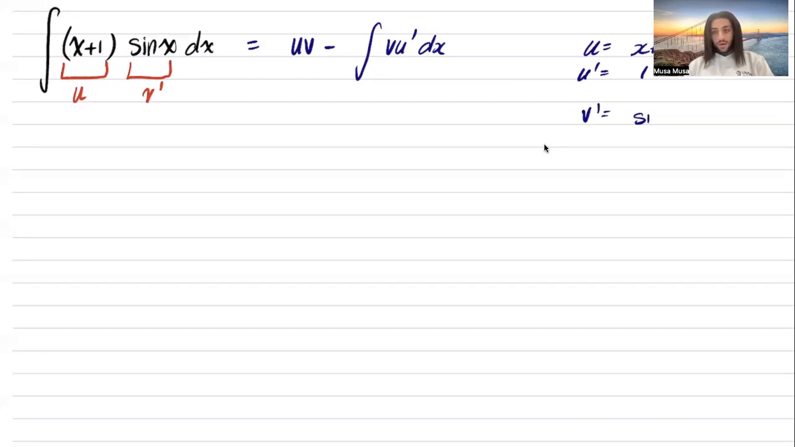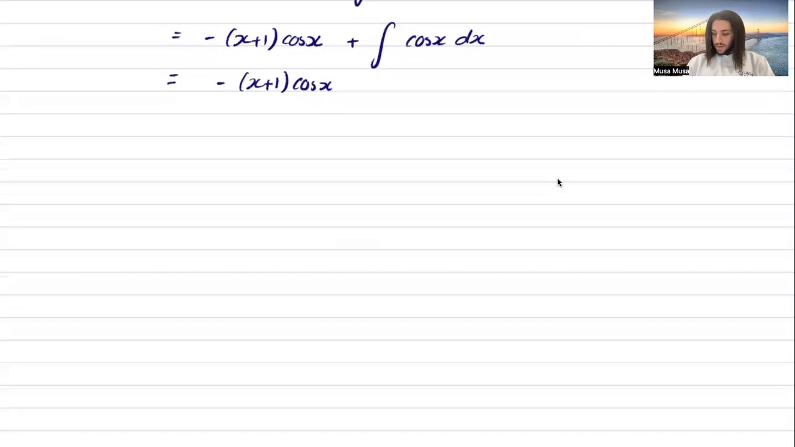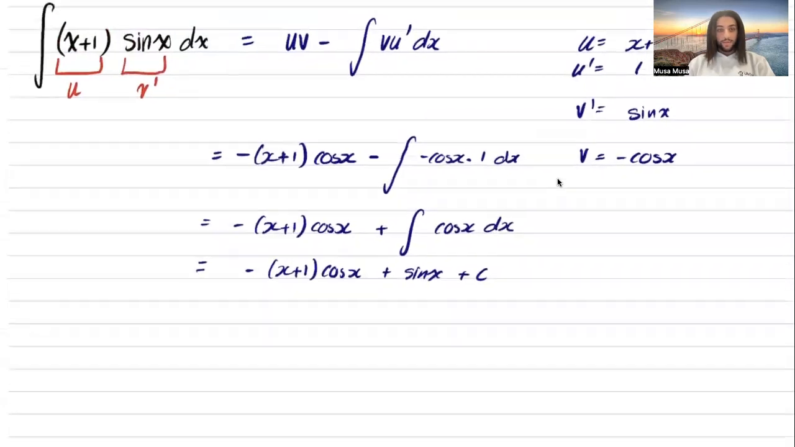And what's the integral of cosine? It's just sine. And then plus sine x plus c. Perfect. And then you're done.